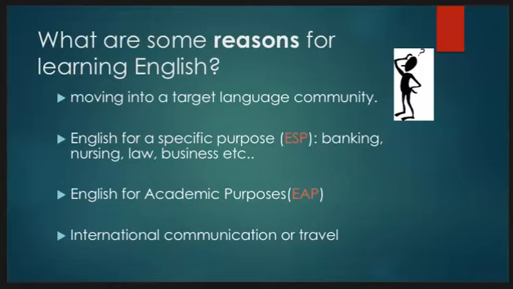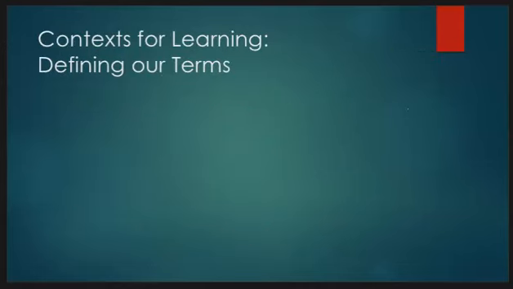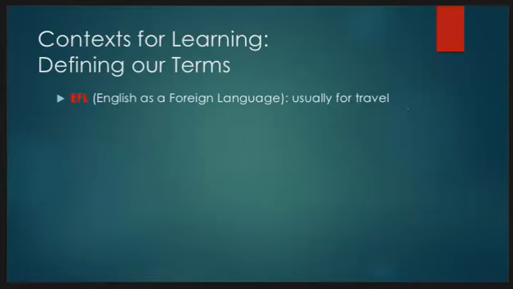There's also a variety of contexts for learning, so we'll look at that next, and it might be helpful to define some of our terms that you're going to see throughout this course and probably throughout a number of your TESOL courses. The first is EFL, English as a foreign language. So that's usually something that students are using, like that last category from the previous slide, for travel to places where English is spoken. So this would be similar to if you took a foreign language in high school, like French or German or sometimes Spanish, and that might be useful for going to places where those languages are spoken.